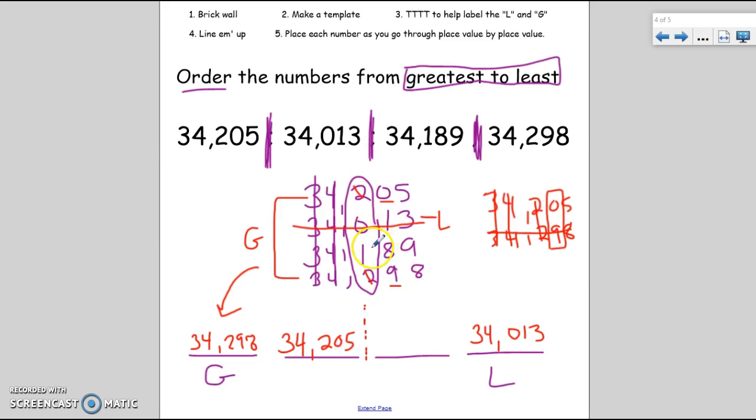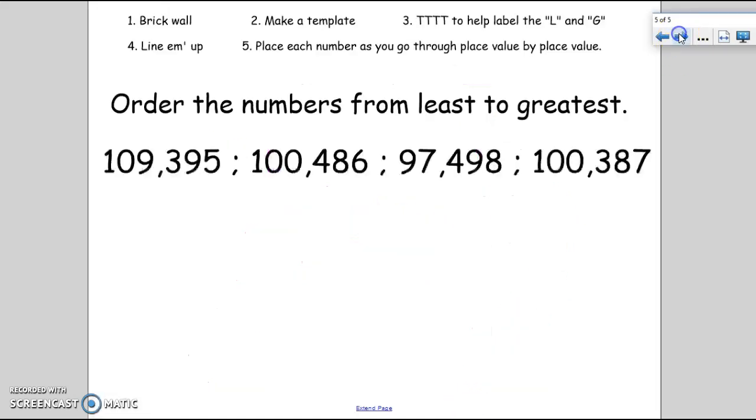And again, it makes sense that this one here with the 1 is between the one with the 0 and the ones with the 2s here. So I'm going to go ahead and fill that in, 34,013. And I have just ordered those guys from greatest to least. I'm going to show you one more.